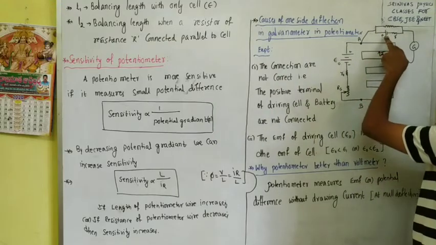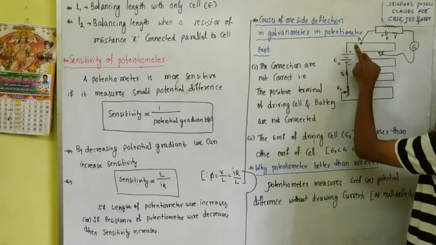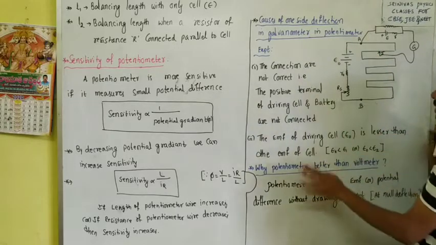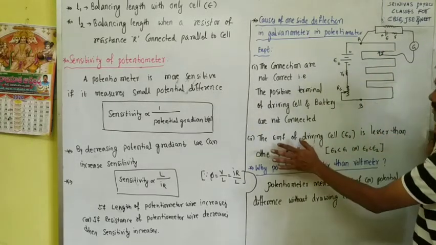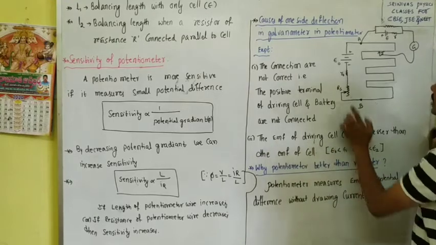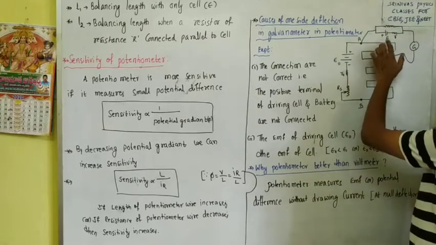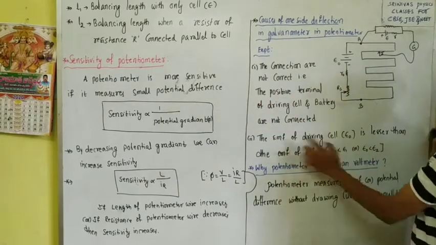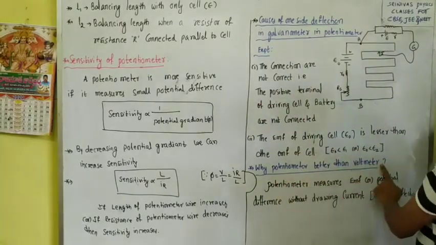Okay, these are the two causes why the one side deflection occurs. One is all the positive terminals should be connected to point A, but if due to mistake any one negative terminal is connected to the point A, then that is one mistake. Next, one more mistake is that the EMF of this cell should be more than this, but if it is less, then again one side deflection will show, right? Good.